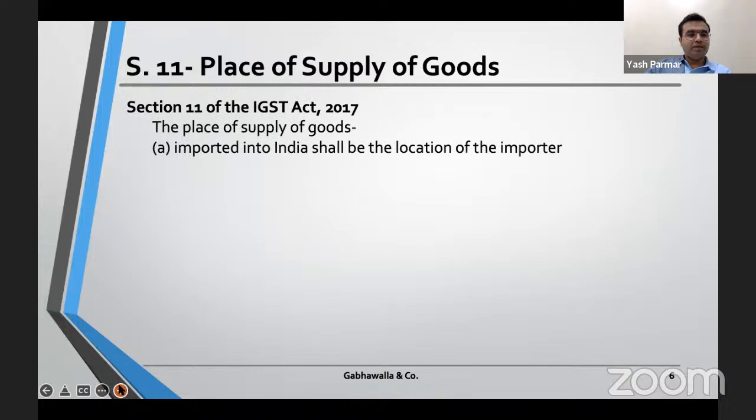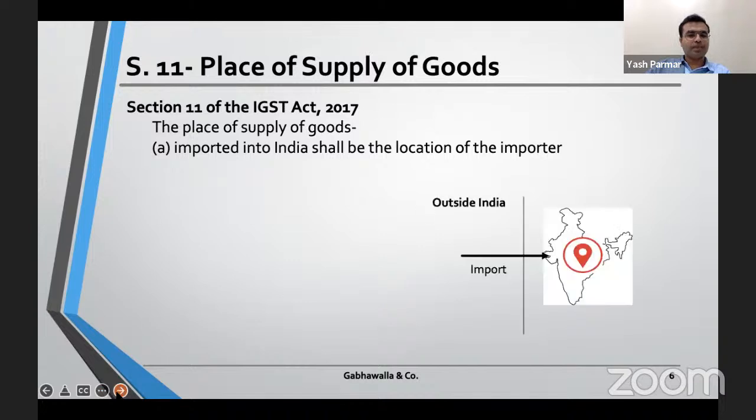Section 11 of the IGST Act states that the place of supply of goods in cases where goods are imported into India shall be the location of the importer. So in case of import of goods, the place of supply is defined to be the location of the importer. As we all know, whenever goods are imported into India, when we file the bill of entry, along with the customs duty, even IGST is charged in the bill of entry, because the place of supply is the location of the importer, and the importer being in the taxable territory, it is treated as a taxable transaction.